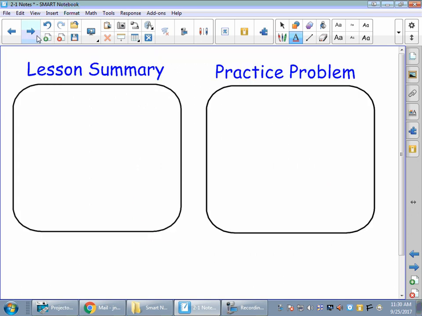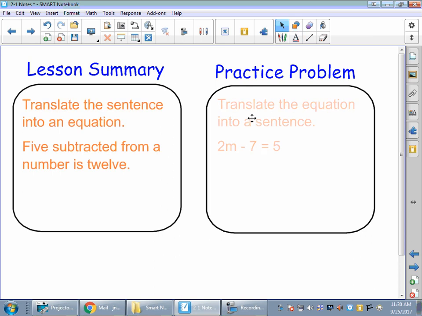So for your lesson summary, I'd like you to just translate each of these. One's a sentence with the words, change it to symbols, and then change the symbols into words.